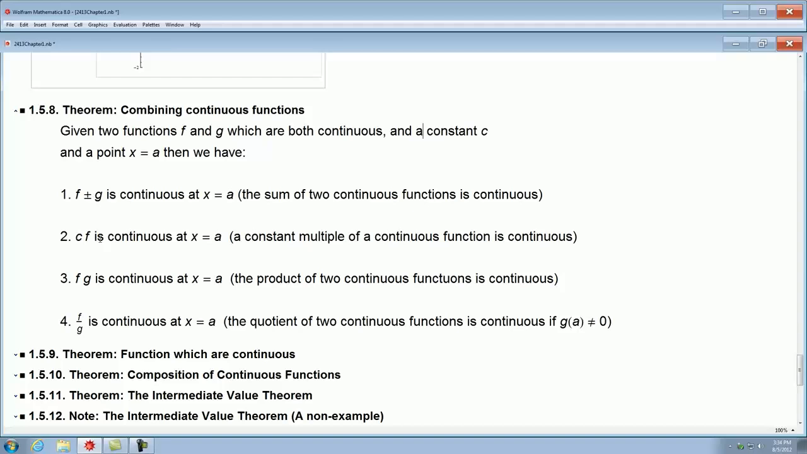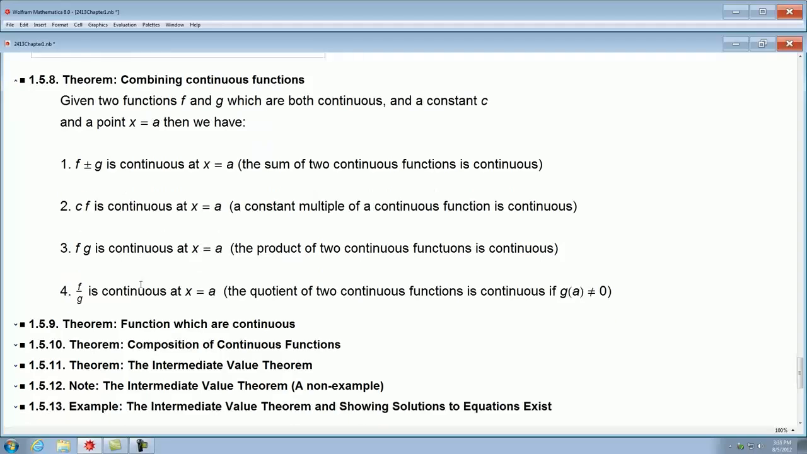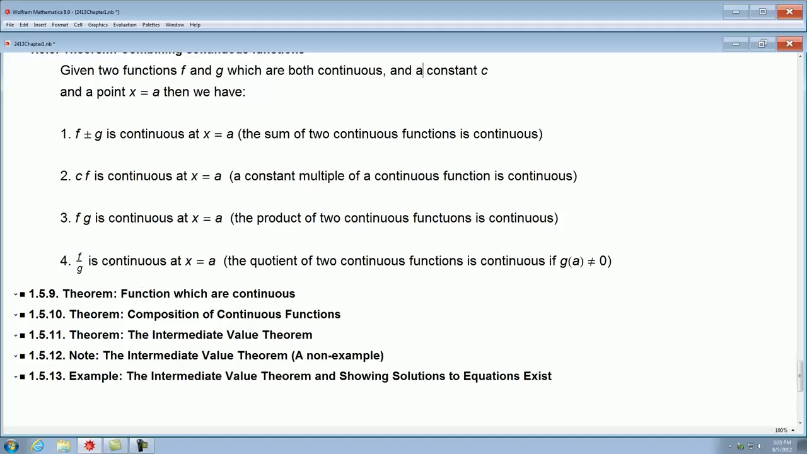The second part of the theorem says that if we multiply a continuous function f by a constant, then we still have a continuous function at the end. This next one says that if we take two functions f and g that are both continuous and we multiply them, then we still have continuity at that point x equals a. So the product of two continuous functions is still continuous. And the last one says that the quotient of two continuous functions is still continuous.